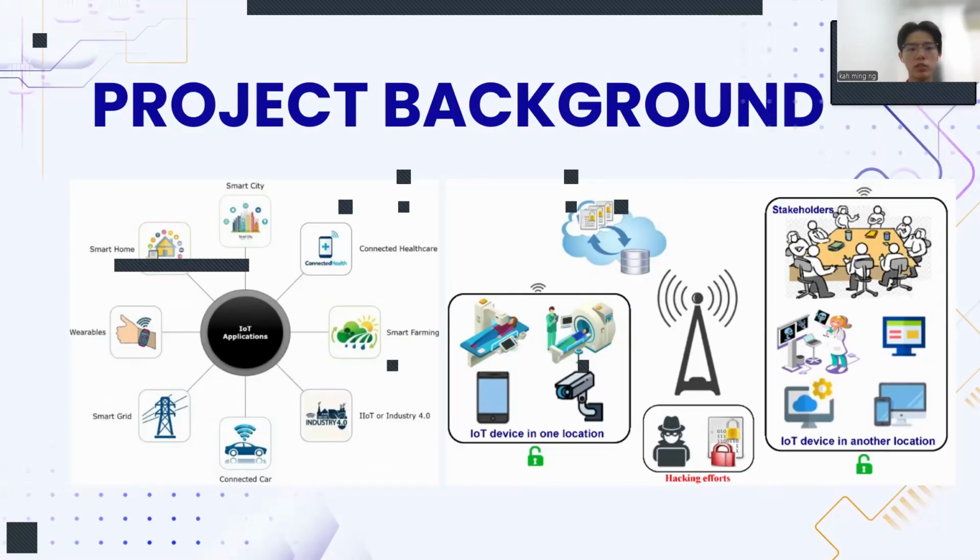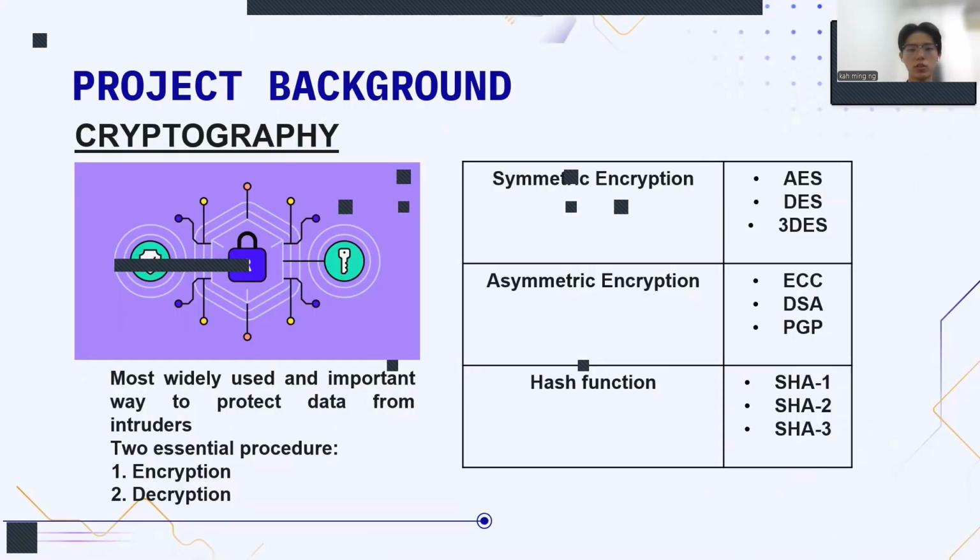With the advancements of IoT applications, such as smart city, smart home, wearable device, and also the connected car, security issues become crucial in order to prevent data from being attacked by intruders. One of the ways to protect our data from intruders is using cryptography. It has two essential procedures, which are called encryption and decryption. Cryptography can also be divided into three types: symmetric, asymmetric, and hash function.